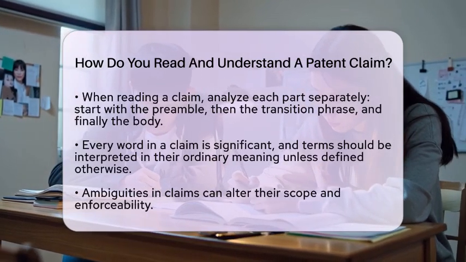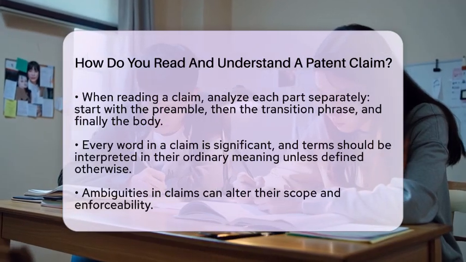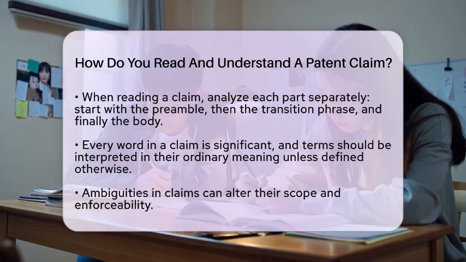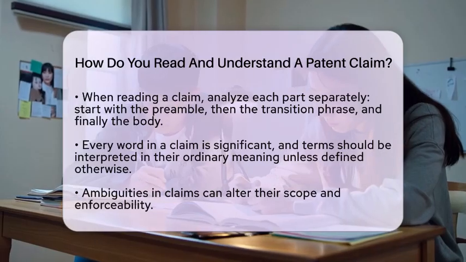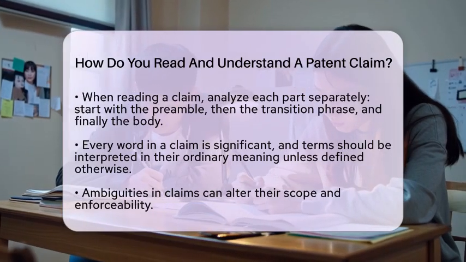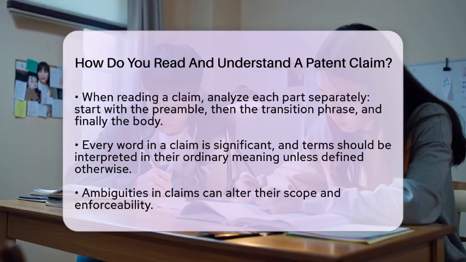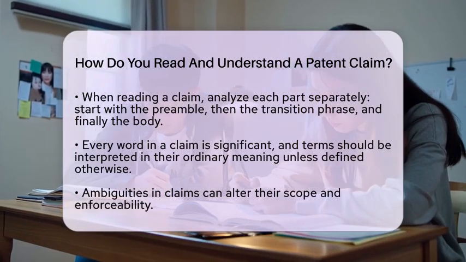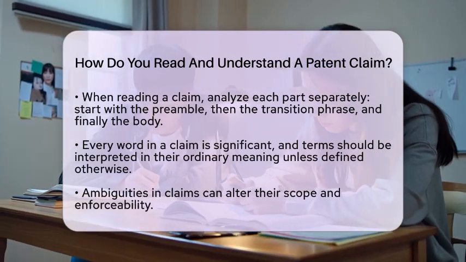Every word in a claim is important. Terms should be understood in their ordinary meaning unless defined differently in the patent specification. Ambiguities can change the claim's scope and enforceability. It is also helpful to refer to the specification and drawings in the patent document. While claims define the legal scope, the specification provides context and definitions that clarify terms.